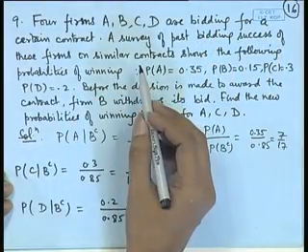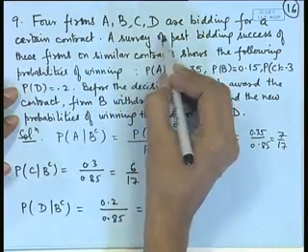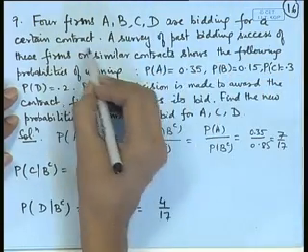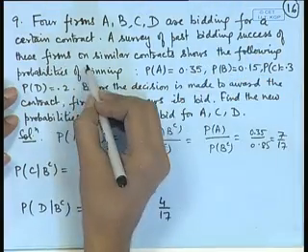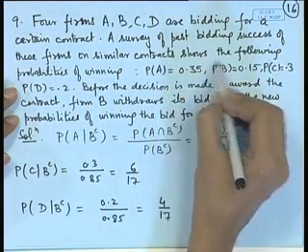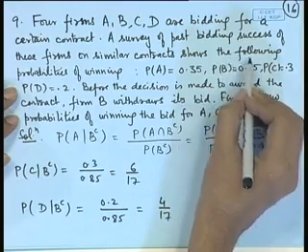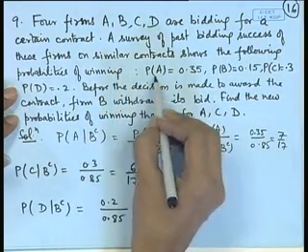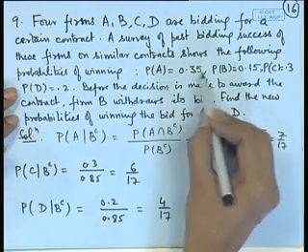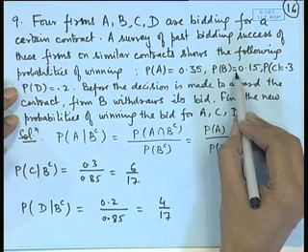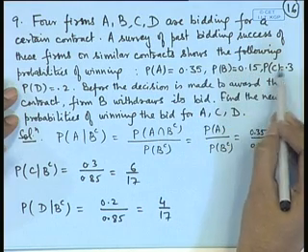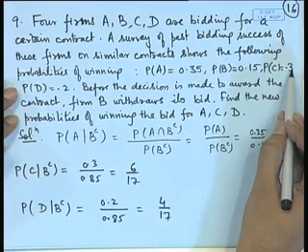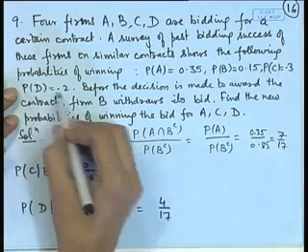Let us look at some more applications of the conditional probabilities. 4 firms A, B, C and D, they are bidding for a certain contract. A survey of the past bidding success of these firms on similar contracts shows that the following probabilities of winning the contract are, that is, A will win the contract with probability 0.35, B will win the contract with probability 0.15, C will win the contract with probability 0.3 and D will win the contract with 0.2.